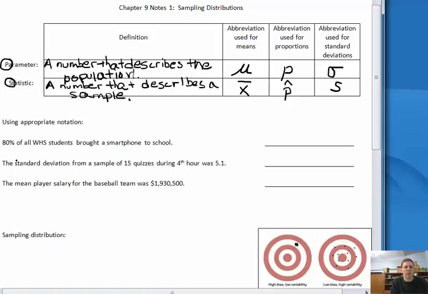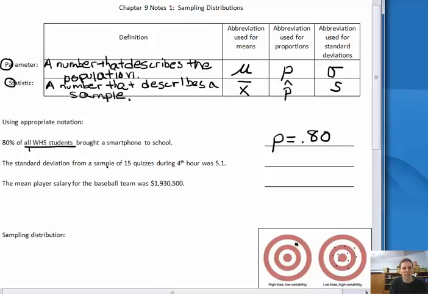So using appropriate notation, we're going to write these English sentences as math equations based on the abbreviations we've talked about here. If it says 80% of all Williamston High School students brought a smartphone to school, because we're dealing with everybody from Williamston High School, the key word is all. This is a population value. So using our parameters, this is a percentage or a proportion that's dealing with a population value. So we're going to call this p equals 0.80. p stands for proportion. Some people think of it as being like a percentage. Sometimes it could be thought of as a probability. They're all kind of synonymous with each other. These all go with parameters. It's all students, so it's a parameter, and we're dealing with a percentage.